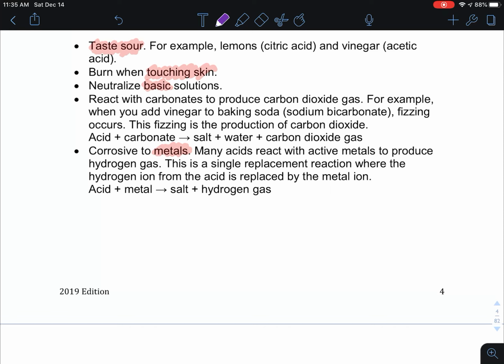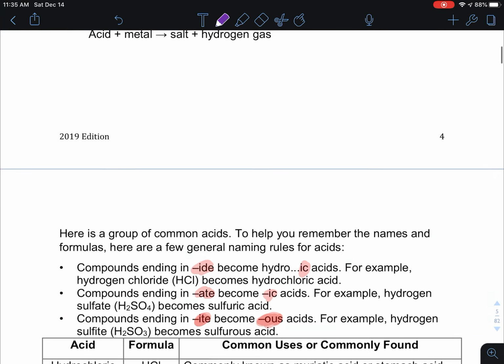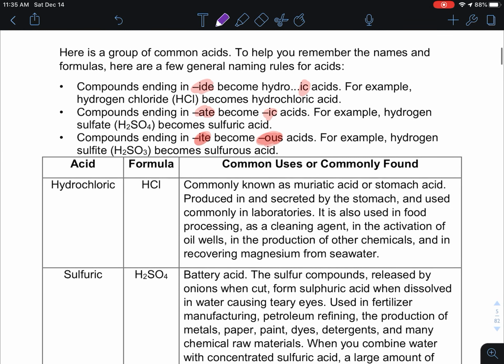You'll get some corrosion. Acids are used in batteries, and one of the ways that a lead acid battery breaks down is that the metal on the inside of the battery starts to corrode under the acidic conditions, or it corrodes too much that you have to replace it. All right. All the acids end in ic if they were originally in ide.